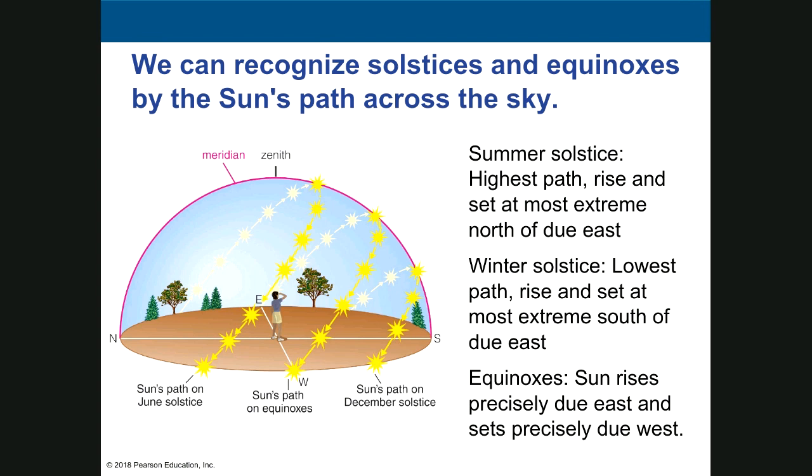So we can recognize paths on equinoxes and solstices. We can look at the smallest and the greatest path and get halfway in between them on the equinoxes, and it'll go back and forth when they look at it. And again, you'd have to look at the sun over the course of a year. You're not going to get this data over a day.